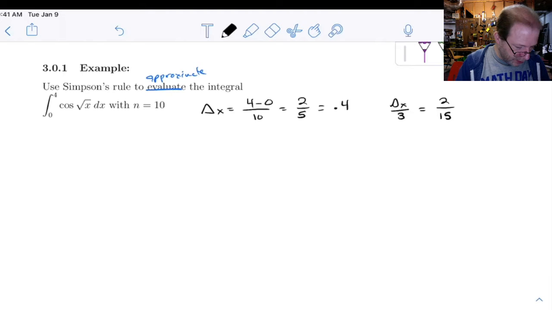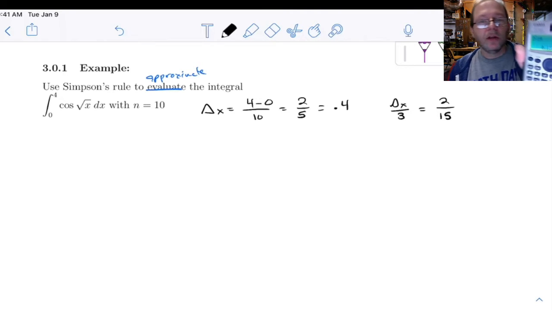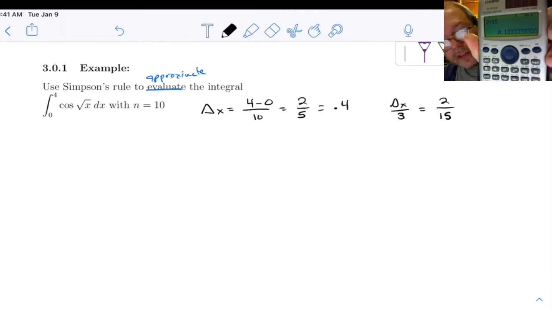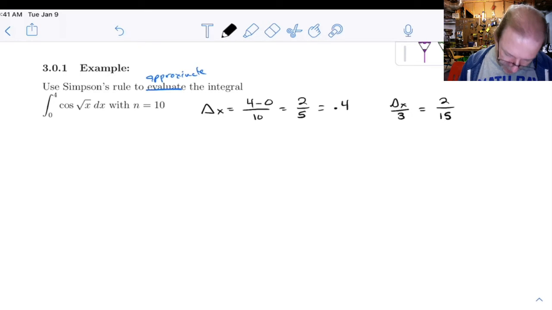2 over 15 ends in an infinite line of 3's. So I'm going to leave it like that.